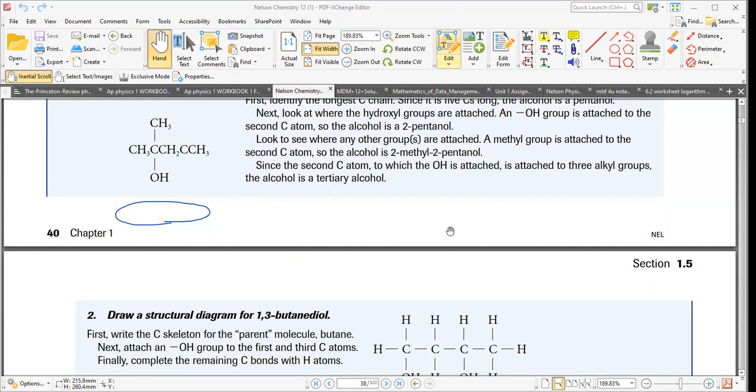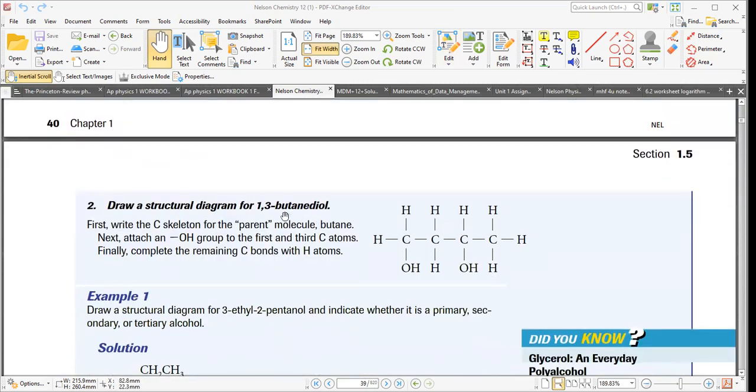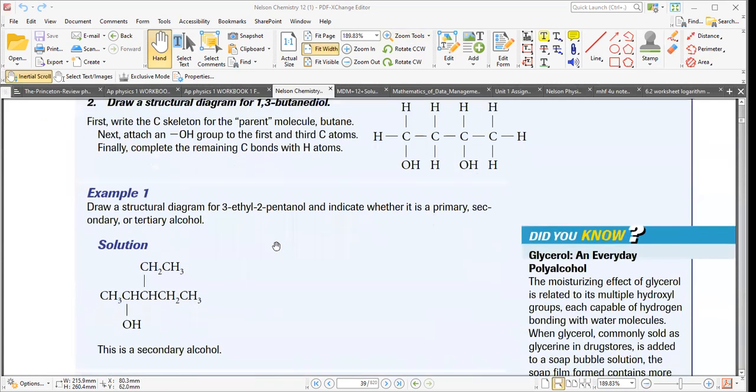Okay, next one. Draw the structure of butanediol. So but means 4 carbons in the main chain. On the first carbon and third carbon, you have OH. In the first carbon, 1, 2, 3, you have OH, and you put the OH around that. Any question? It's good? Yeah, it's good.